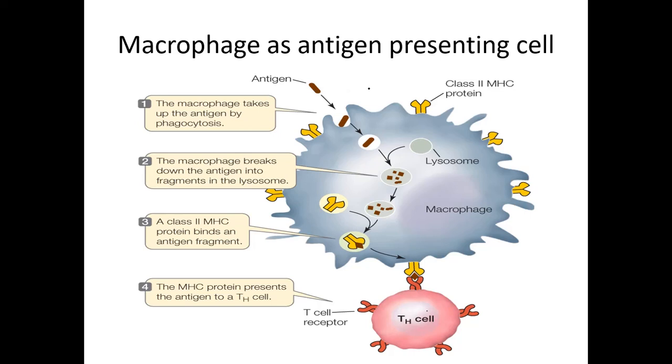Macrophages also act as antigen-presenting cells. So how do they do it? The macrophage takes up the antigen by the process of phagocytosis. The antigen is broken down into small fragments. Then a class 2 MHC molecule binds to these fragments. Then this class 2 MHC molecule along with the antigenic fragments is expressed on the surface of the cell. And this MHC class 2 protein along with the antigen interacts with the T helper cells. The macrophages also produce cytokines, which are specialized chemicals that attract other immune cells to the site of infection.